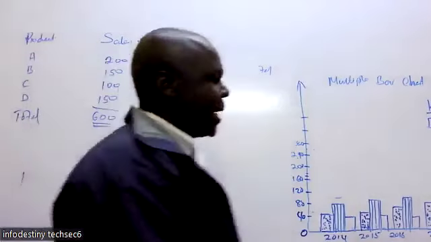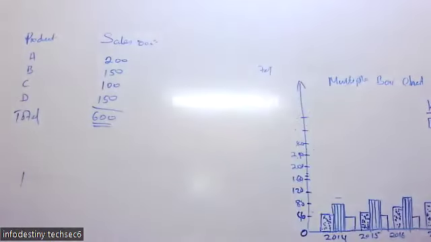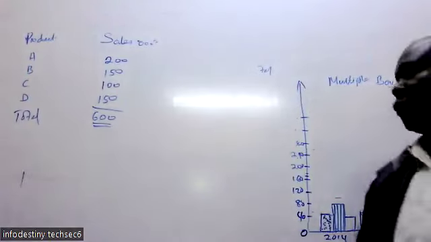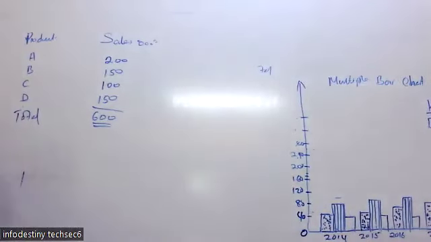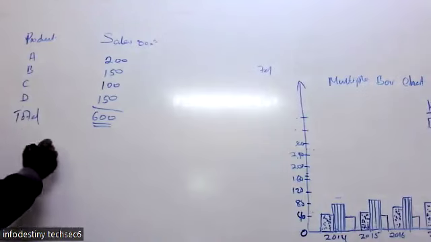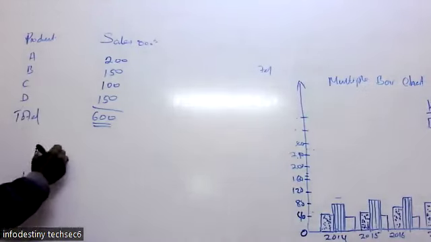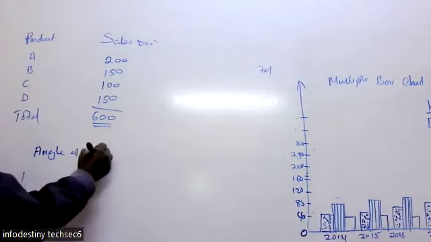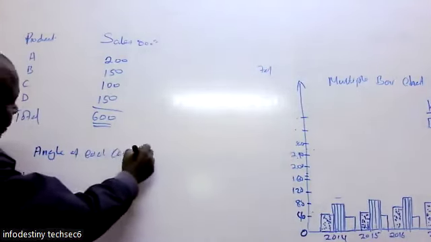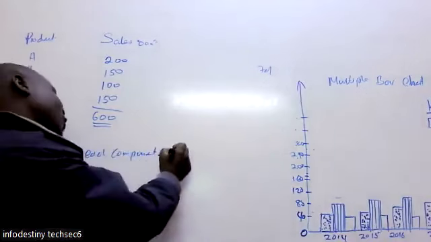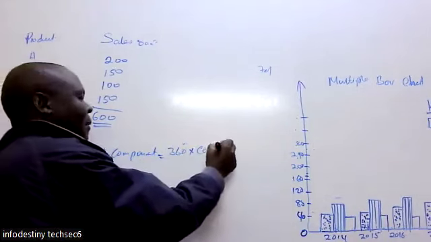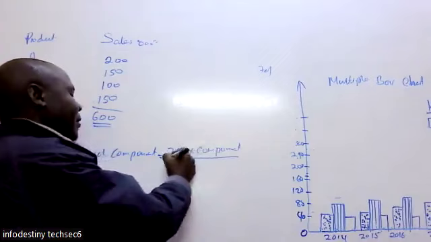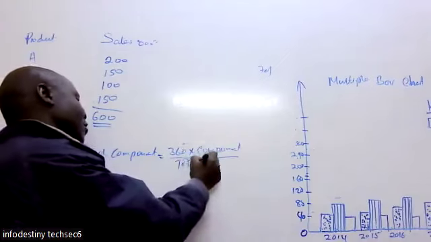So they want you to prepare the pie chart. For you to get to your pie chart, remember the pie chart is a circle. So first we calculate the angle of each component. The angle of each component will be equal to 360 times the component divided by the total component.